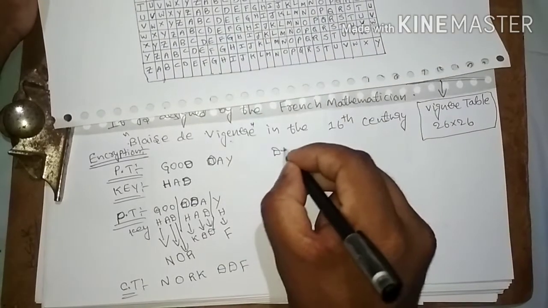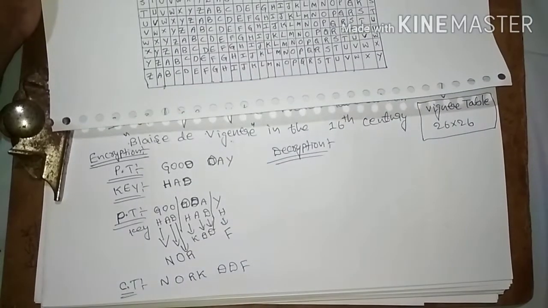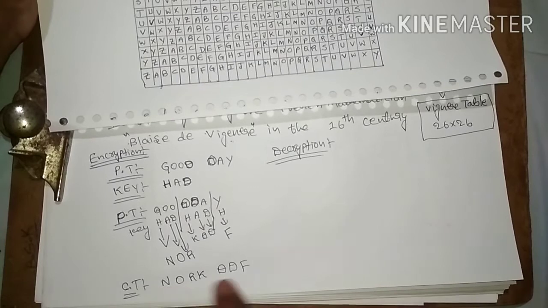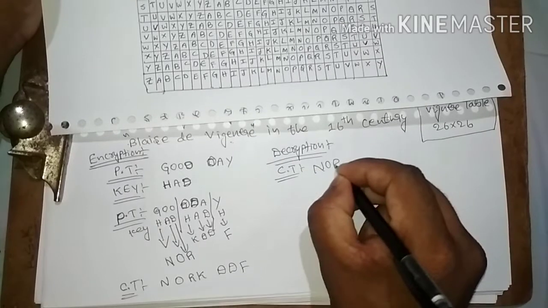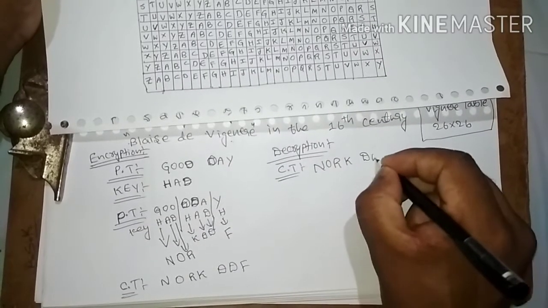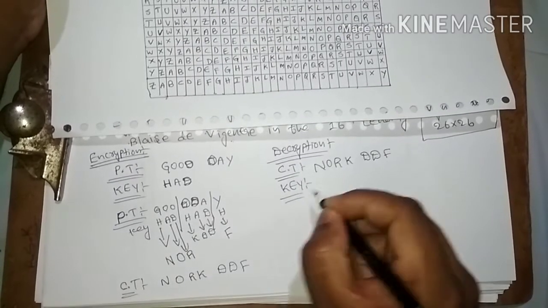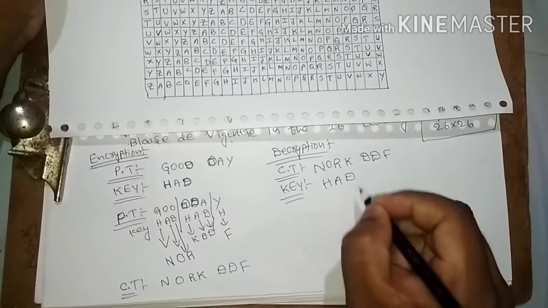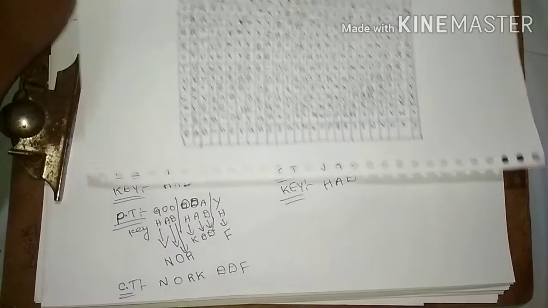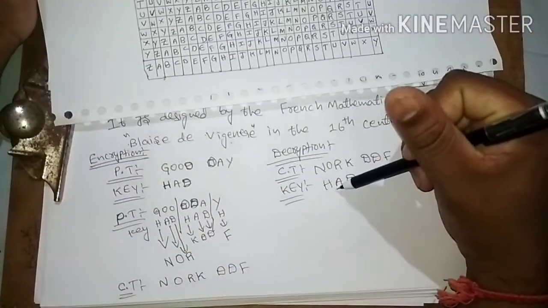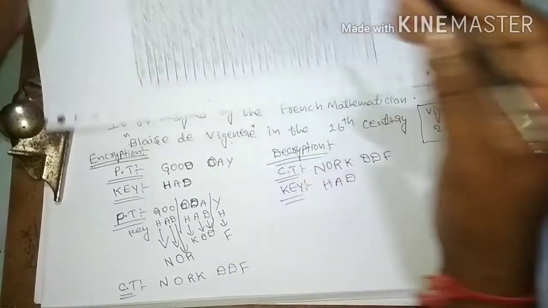So in decryption we have to do the same thing in reverse. Ciphertext is NORKDDF. Key is HAD. Okay. So very simple thing. You know the key and its diagonal value, that means the intersection value.